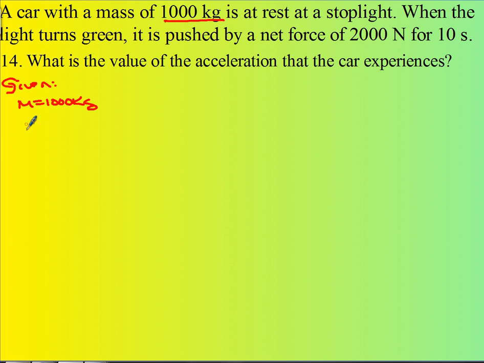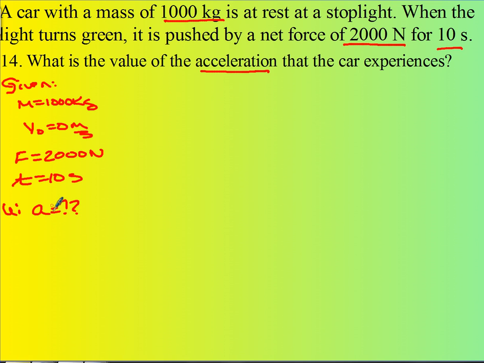And it's at rest, so I know my initial velocity is 0 meters per second. When the light turns green, it's pushed by a force of 2,000 newtons for a time of 10 seconds. What's the value of acceleration for the car? This is one of the times we really need to know what our unknown is, and our unknown is acceleration.